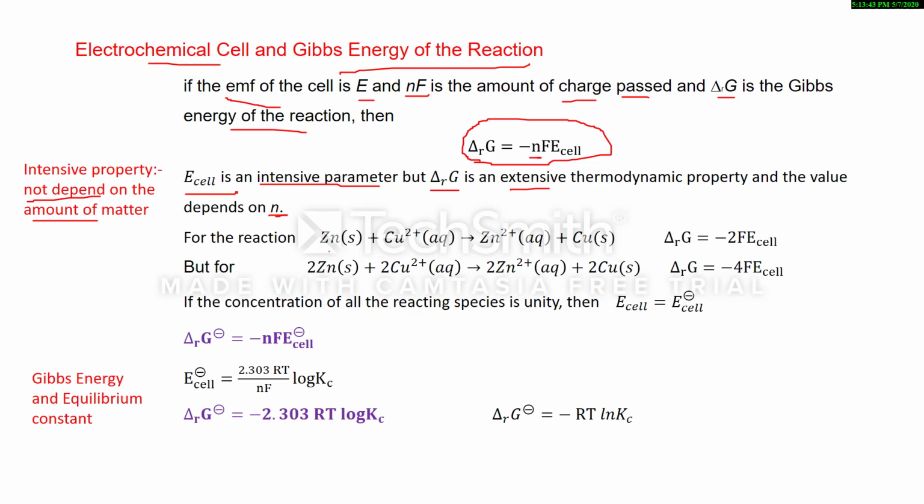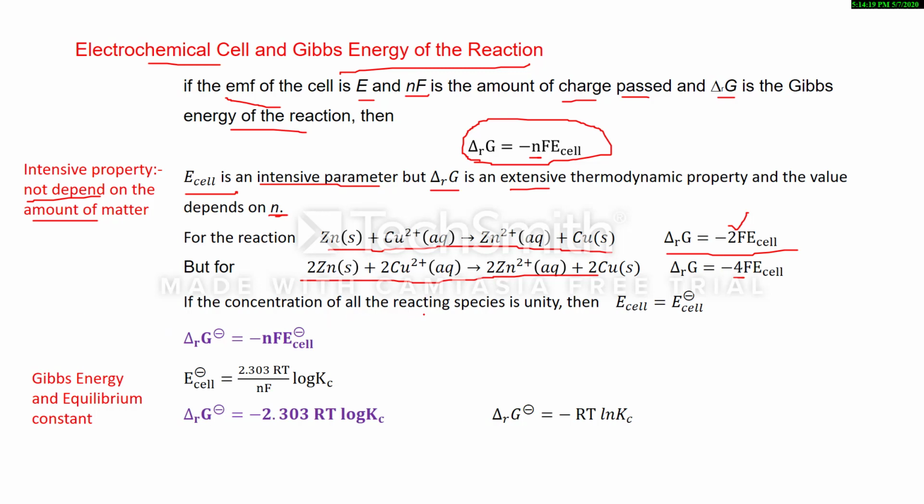See, if we write the reaction of the Daniell cell in this way, then delta G will be this. In this case, n, the number of electrons transferred, will be 2. But if all the species are multiplied by 2, then we get 2Zn solid plus 2Cu2+ aqueous. In this case, n becomes 4. Now the total number of electrons transferred will be 4. That's why the value of delta G depends on n, and that's why it is an extensive property.